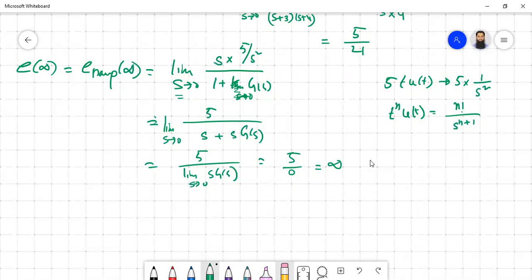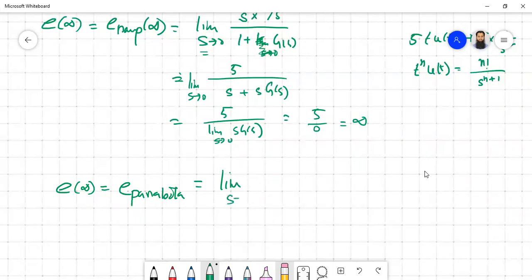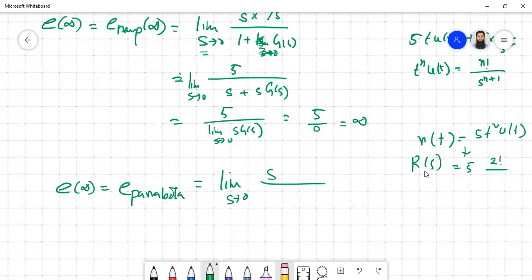But what are the changes in the input? This is important, so let's see how we can find that. E parabolic: even though we know the result, how to put the input is what we are interested in seeing. So limit s tends to 0, s R of s. R of s is now basically r(t), which is 5t square u(t). Now if you take it into the Laplace domain, 5 will remain as it is. Now factorial 2 divided by s to the power 2 plus 1. So what we are going to get is 5 into 2, that is 10, divided by s cube. So this is why sometimes this parameter is not 5 now, rather it is 10.